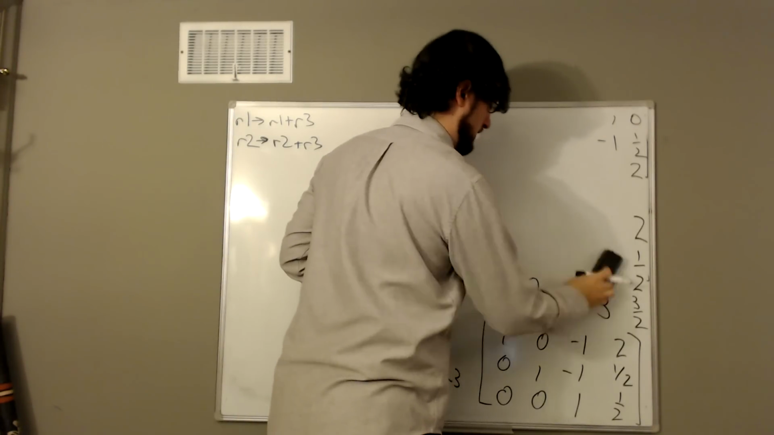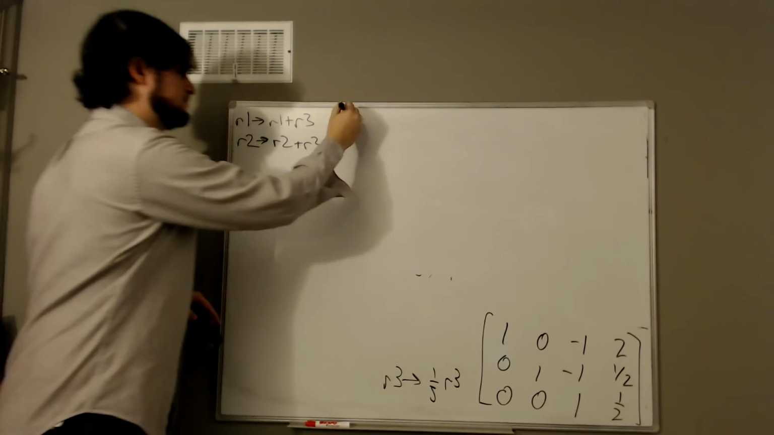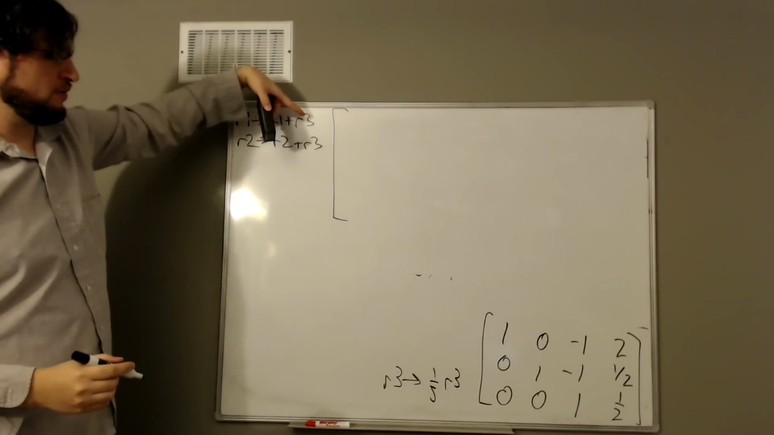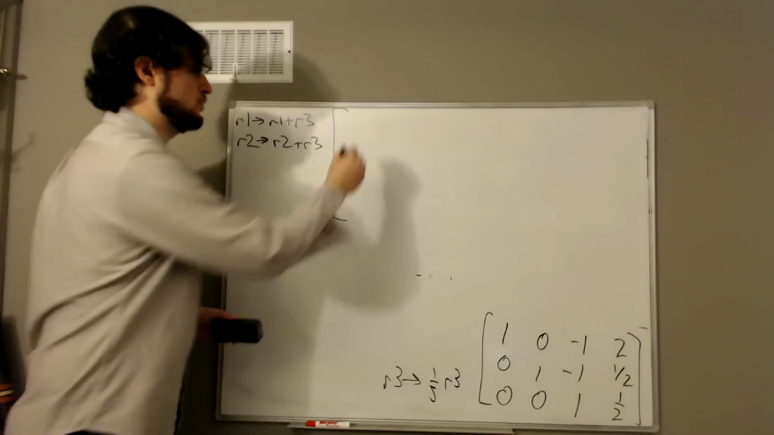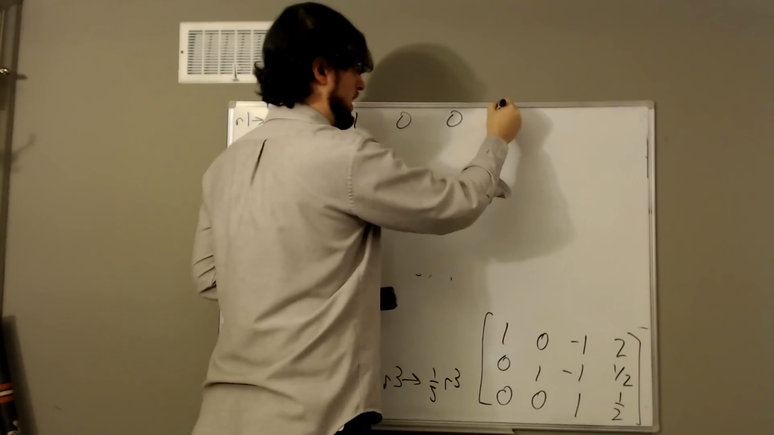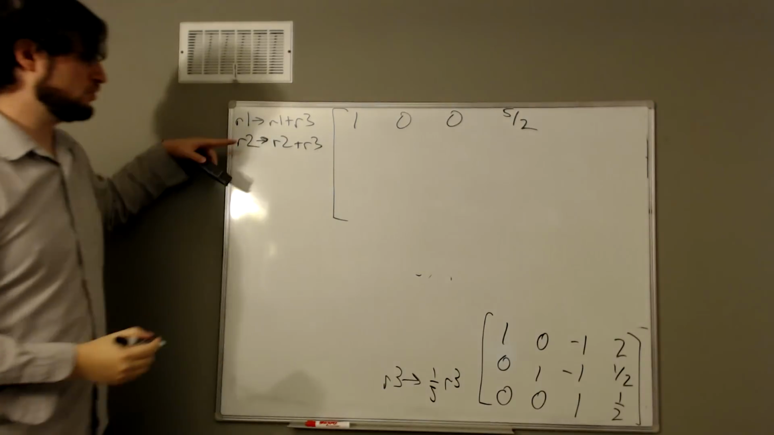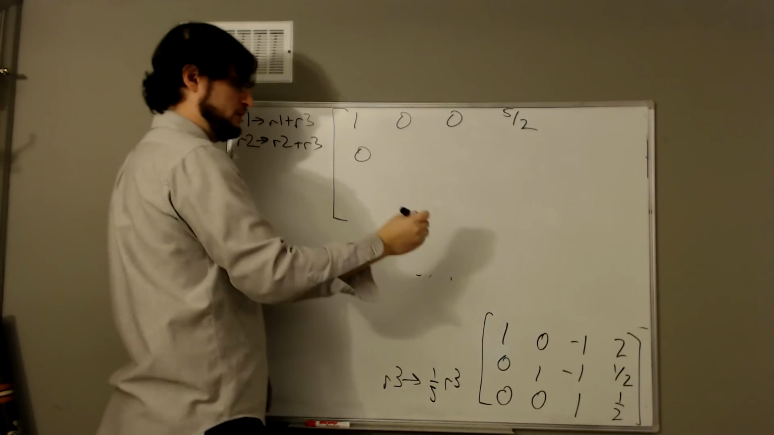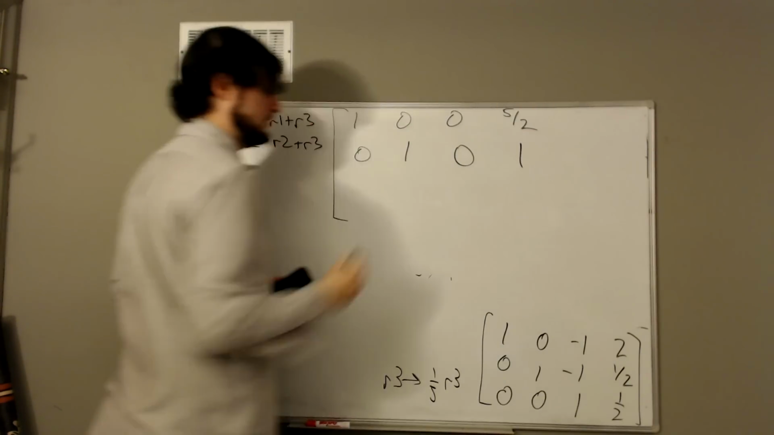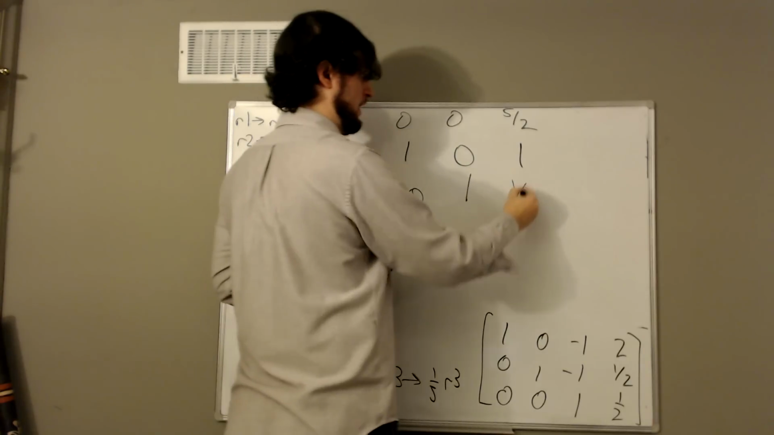All right, so let's see what we get. If I change row 1 and row 2, row 1 becomes row 1 plus row 3. Row 1 plus row 3 is 1, 0, 0, 5/2. 2 plus 1/2 is 5/2. Row 2 plus row 3 is 0, 1, 0, 1. Row 3 doesn't change. 0, 0, 1, 1/2.